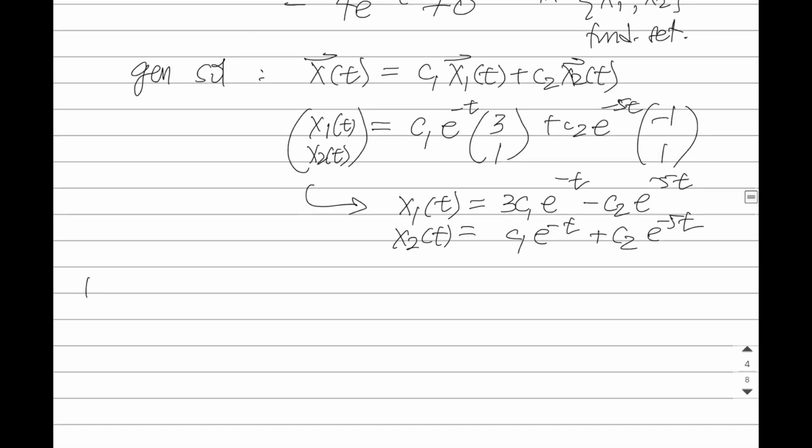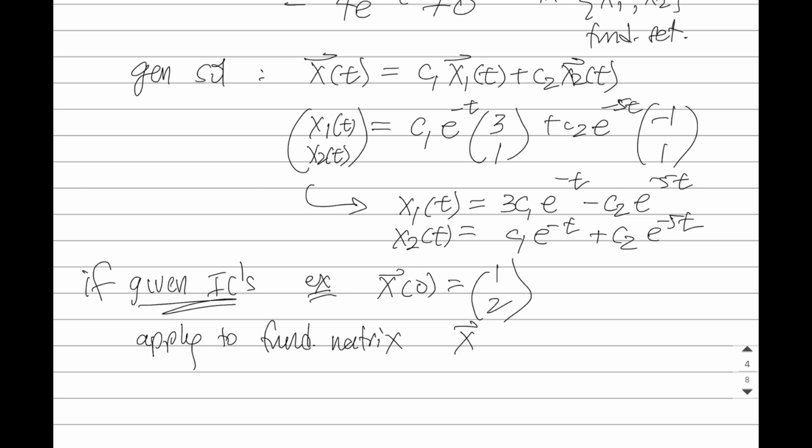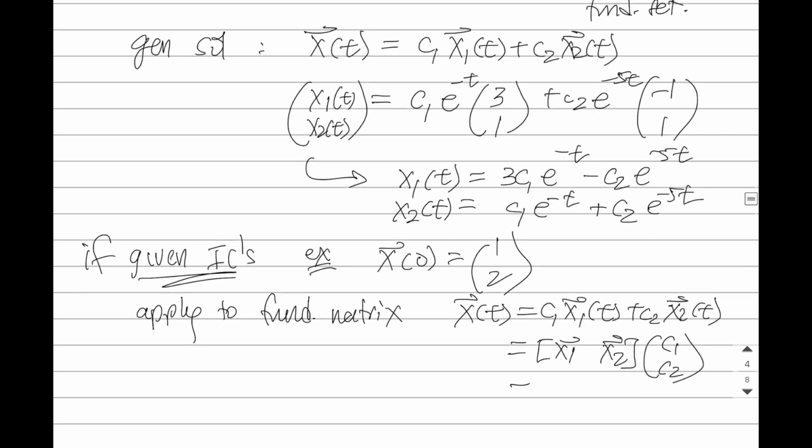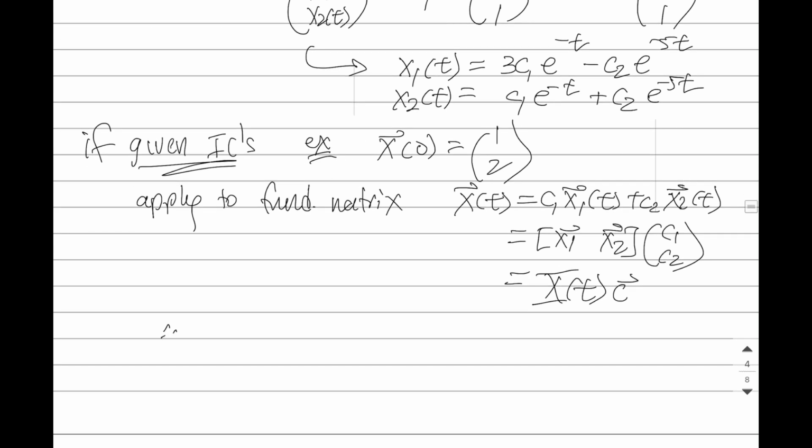Now, if we are given initial conditions, as an example, let's say the initial condition here was given by 1, 2. We would apply it to this fundamental matrix. The solution that we were given, C1 x1 of t plus C2 x2 of t, we could write as a matrix vector product, which means we could write this as the fundamental matrix times this vector of unknown coefficients C1, C2. That means little x of 0 should simply be the fundamental matrix at 0 times C, and this is what we want.